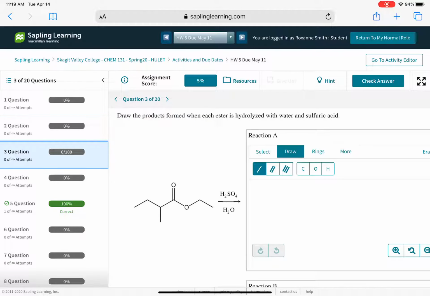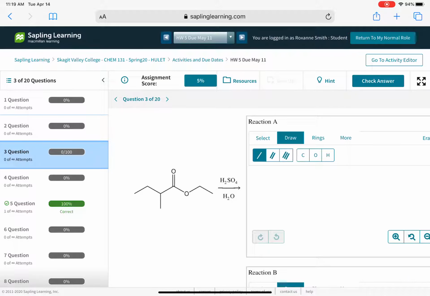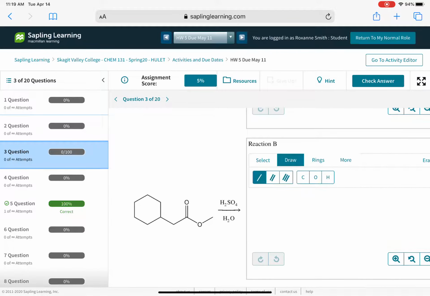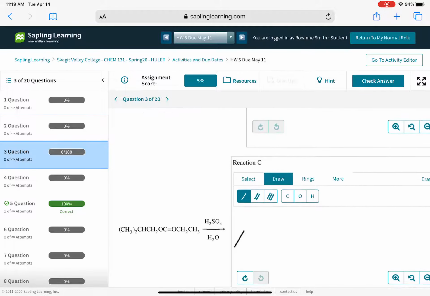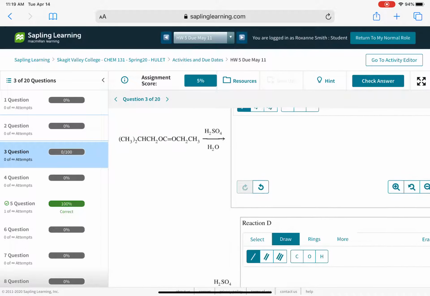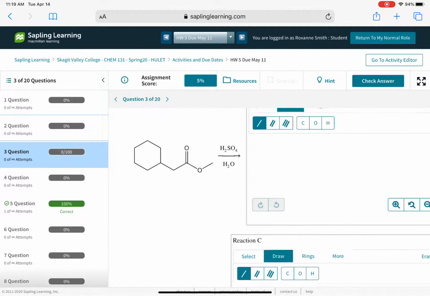For question number 3, this one has some more hydrolysis stuff. So this is reaction A, that's hydrolysis. That's the beginning of 17.9. These are all from 17.9, and you should have no problem drawing these.